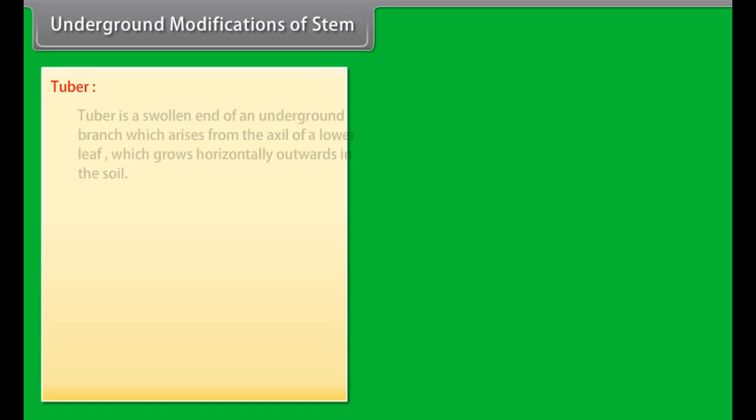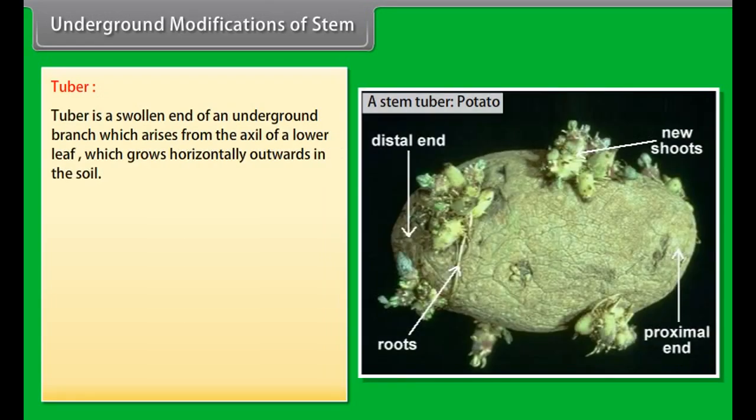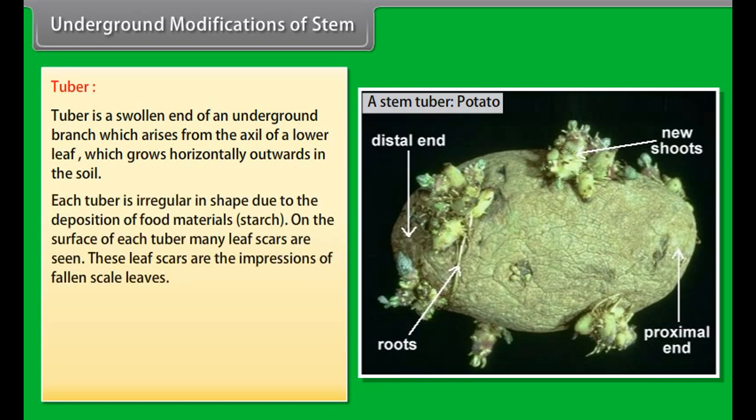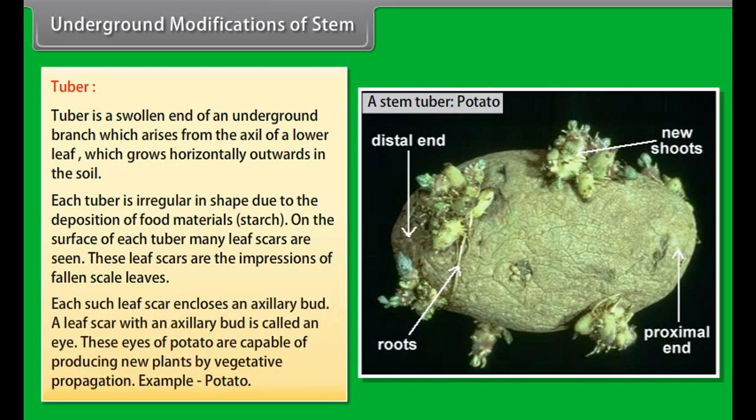Tuber. Tuber is the swollen end of an underground branch which arises from the axil of a lower leaf, which grows horizontally outwards in the soil. Each tuber is irregular in shape due to the deposition of food materials, starch. On the surface of each tuber, many leaf scars are seen. These leaf scars are the impressions of fallen scale leaves. Each such leaf scar encloses an axillary bud. A leaf scar with an axillary bud is called an eye. These eyes of potato are capable of producing new plants by vegetative propagation. Example, potato.